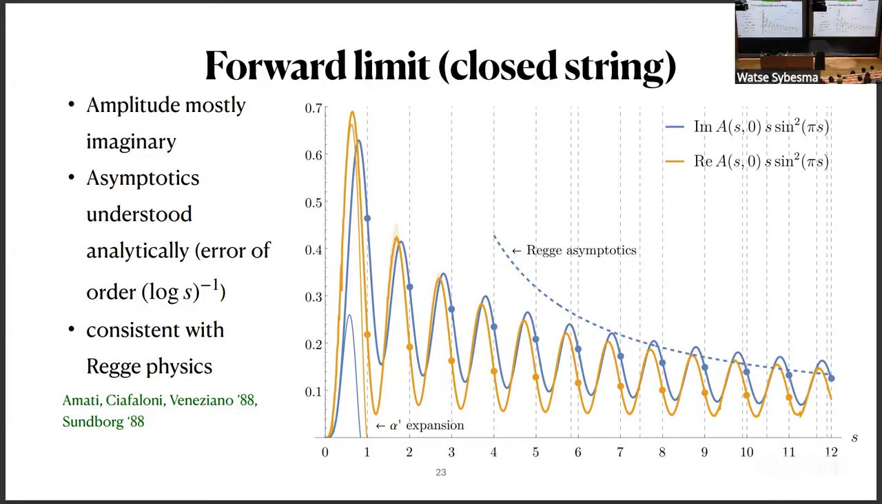This is what you expect, because this follows from redshift physics. There's a prediction from Amati, Ciafaloni, Veneziano. There's also direct integration from Sundborg, which gives you the asymptotics of this formula. And we know actually that the asymptotic is purely imaginary. So the blue curve eventually wins over the yellow curve, which is not completely obvious from the numerics. The reason is that the error is of order 1 over log s, so you have to go to ridiculously high energies. You see convergence to this asymptotic result is actually rather poor. So that's maybe slightly discouraging.